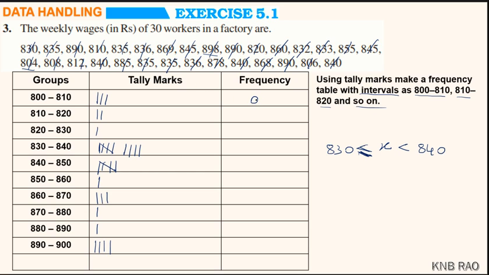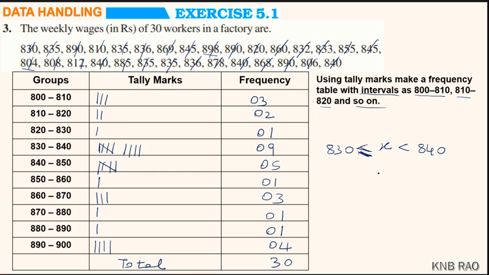So first class interval 3, second class interval 2, third class interval 1, fourth class interval 9 members, fifth, 840 to 850, 5 members, 850 to 860, 1 member, 860 to 870, 3 members, 870 to 880, 880 to 890, 890 to 900, 4 members. Put together, 30 observations are there. So total we got it. So this is the way of doing a frequency distribution table.